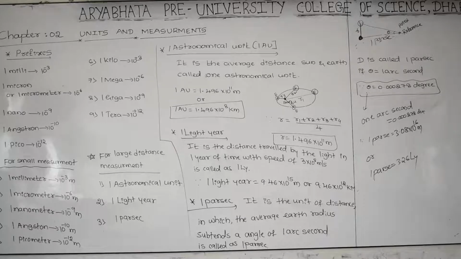Okay, 1 parsec is the average distance between sun and that reference point when the theta value is equal to 1 arc second. 1 arc second is equal to 0.000278 degrees. If theta is equal to 1 arc second, then the distance between the sun and a reference point we are going to call 1 parsec. In value, 1 parsec is equal to 3.08 into 10 to the power 16 meter, but in terms of light year that is 3.26 light year. Thank you.